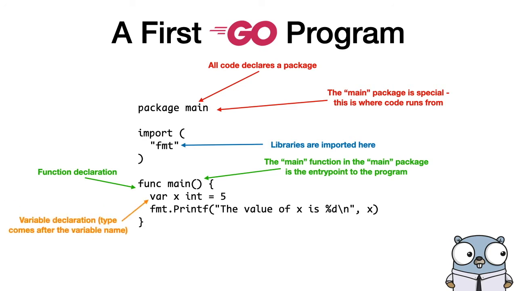You can see here a variable declaration. Notice that the type comes after the variable name. So var indicates a variable, then x is the name of the variable, int is the type, and then equals is the initializer. Then we have a function call. Since we're calling a function from a different package, it has to be prefixed by the imported package's name. So this is fmt.Printf. The value of x is %d, and %d means the next thing we're going to pass in is an integer. And so that's our x. When you run that, it'll say the value of x is 5. So that's a first Go program.